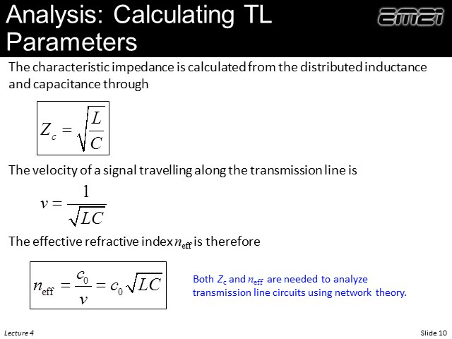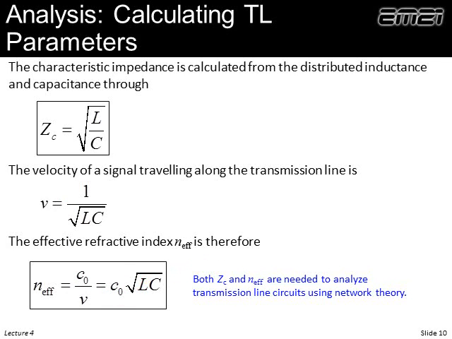Once we have the distributed inductance and the distributed capacitance, we can easily calculate the characteristic impedance of the line. That's just the square root of L over C. We can also calculate the velocity of the signal on the line. It's 1 over the square root of LC. Once we know the velocity, then we can calculate an effective refractive index. That's simply the speed of light divided by the speed that we just calculated, or the speed of light times the square root of LC.